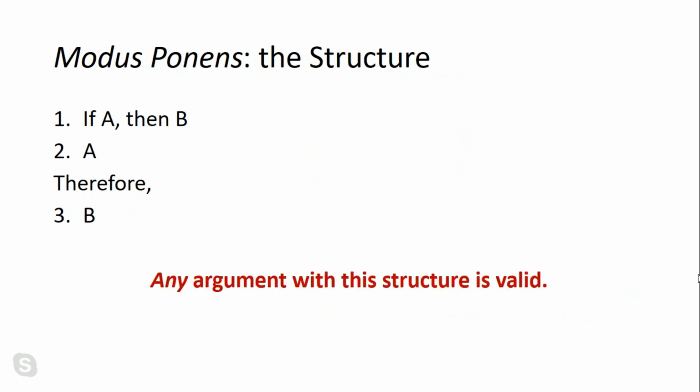Any argument with this structure is valid. It may not be sound. That depends on whether the if-then statement is true and the claim that A is true. But any argument that has this structure has the property that if the premises are true, the conclusion must also be true.